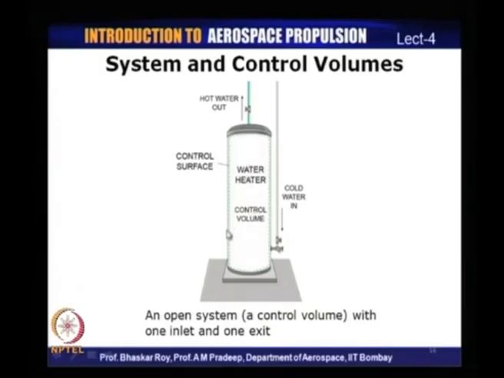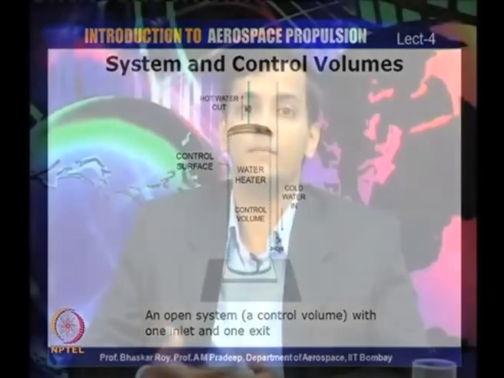And what bounds the control volume is referred to as the control surface. So, the control surface acts as the boundary of a control volume. This is an example of a control volume, an open system, which has one inlet and one exit. It is obviously possible that there are control volumes which have multiple inlets and multiple outlets.